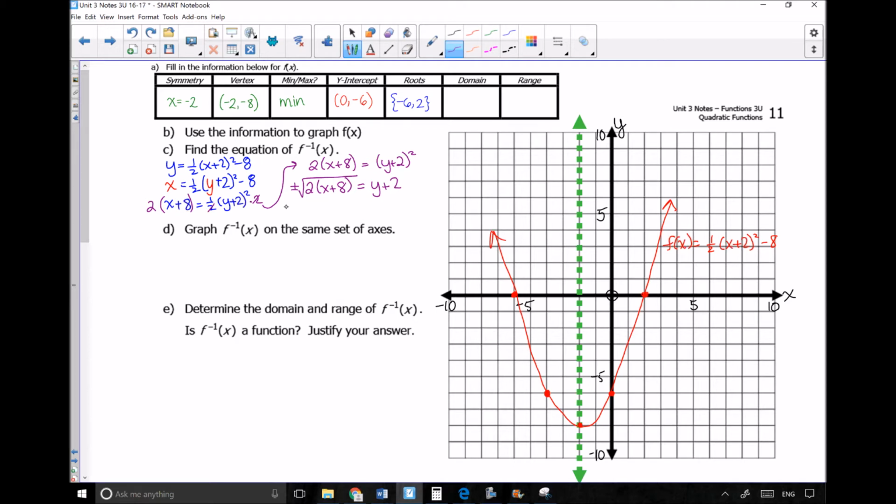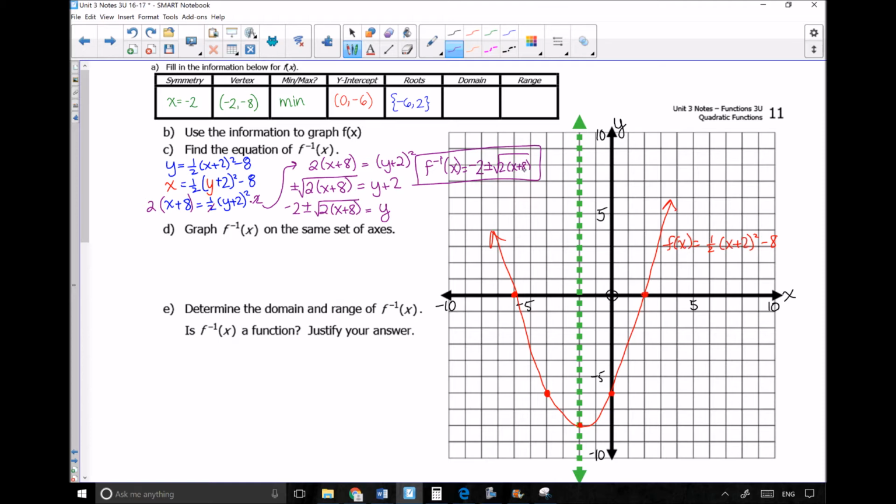Now I'm going to subtract 2 from both sides, so I end up getting negative 2 plus or minus the square root of 2 times (x plus 8), and that's what y is. So therefore, my inverse function is going to be negative 2 plus or minus the square root of 2 times (x plus 8). Okay? So now, part D says to graph the inverse function on the same set of axes.